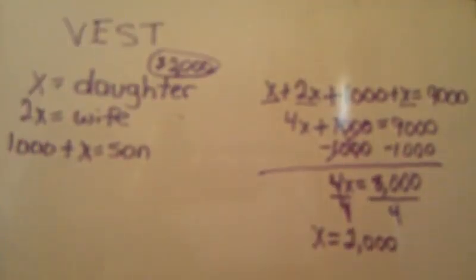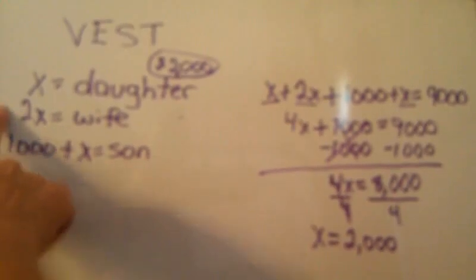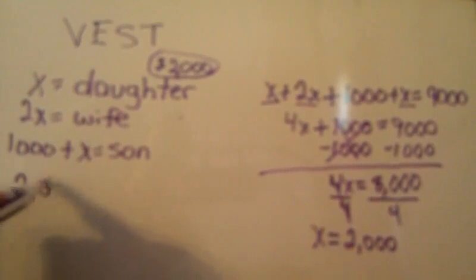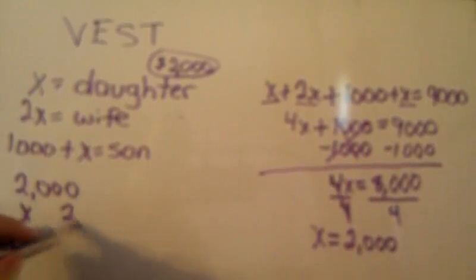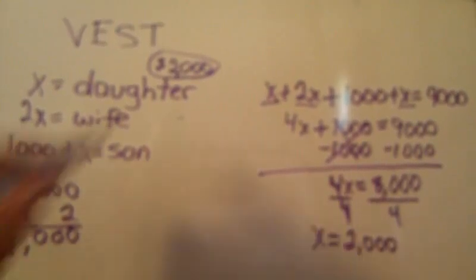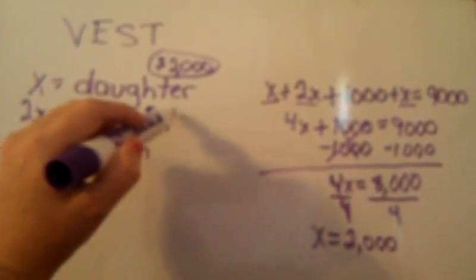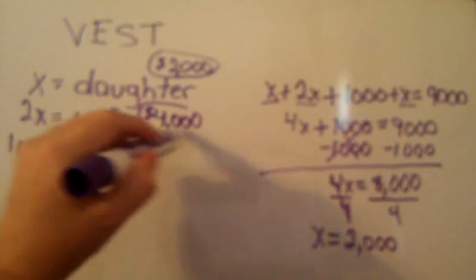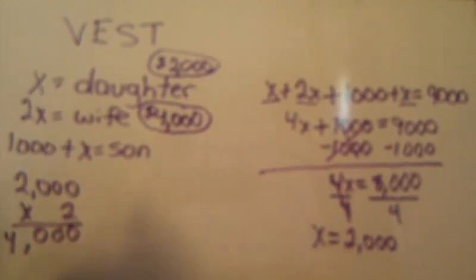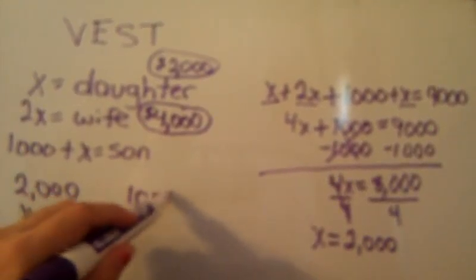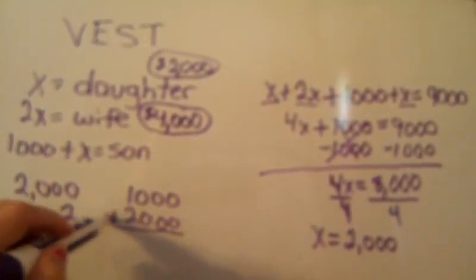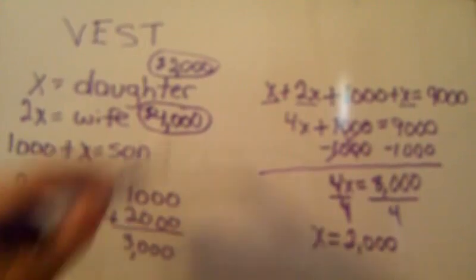Okay. Now if the daughter received $2,000, the wife received twice as much as the daughter. So I need 2,000 times 2. 0, 0, 0. 2 times 2 is 4. So the wife received $4,000. Okay? Now the son is 1,000 plus x. Well, let's see, 1,000 plus x is 2,000. So I have to add these. And I get $3,000. Is that what you came up with?